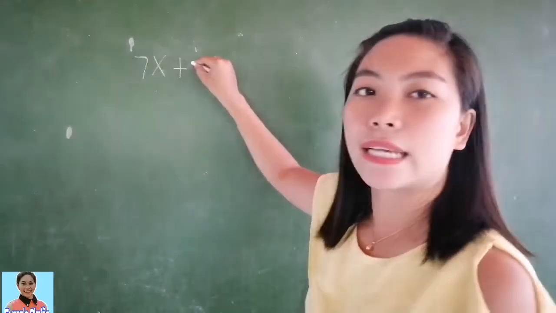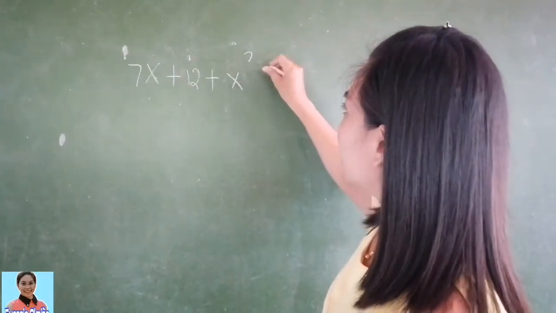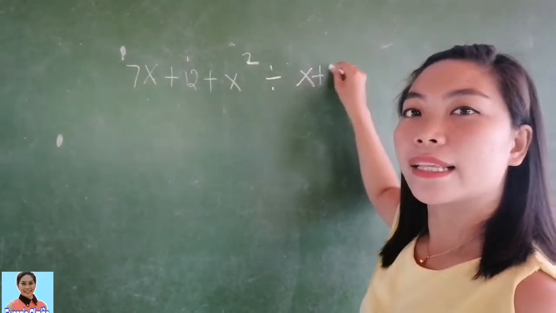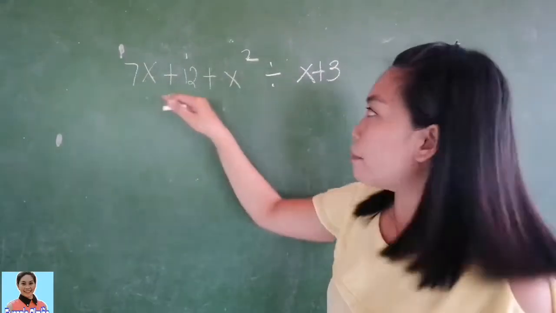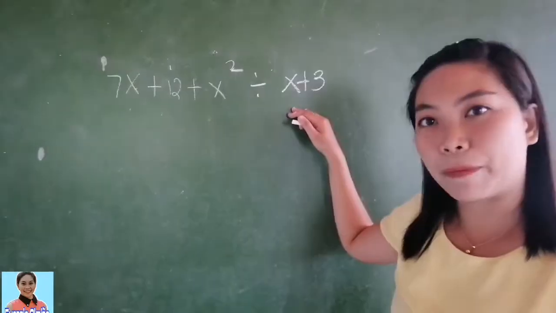7x plus 12 plus x squared divided by x plus 3. Okay, so we have the terms 7x plus 12 plus x squared divided by x plus 3.